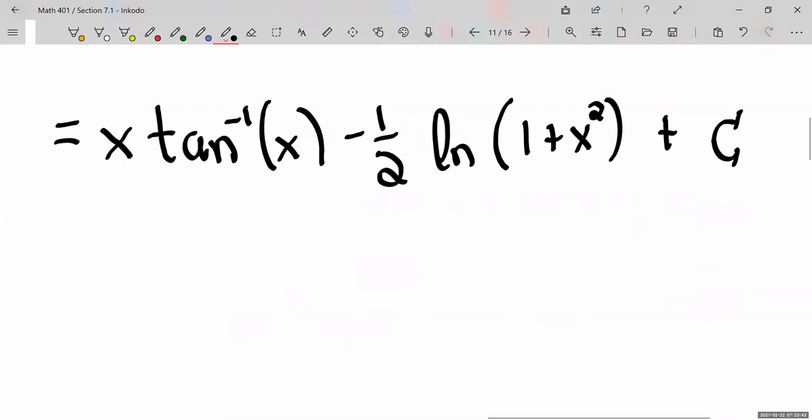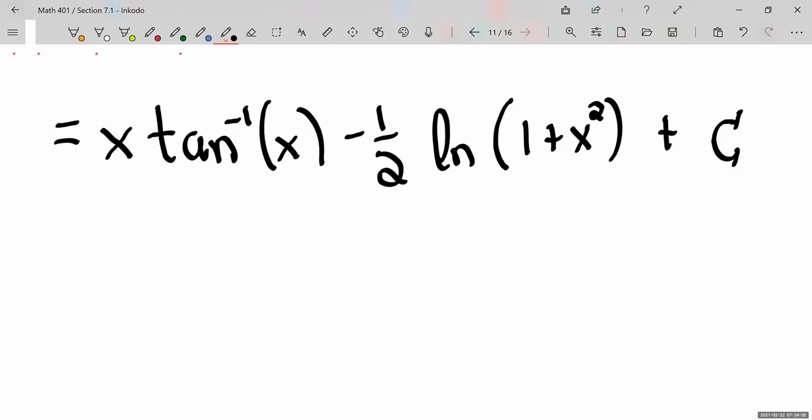I don't think this is very memorizable. I wouldn't memorize the antiderivative of tangent inverse. You can always rederive it if you need to. If you have a great memory, go ahead and memorize that if you want. But in general, it's not something that I would commit to memory. There are other ones that are more important that I would, and I'll tell you that as we move forward.